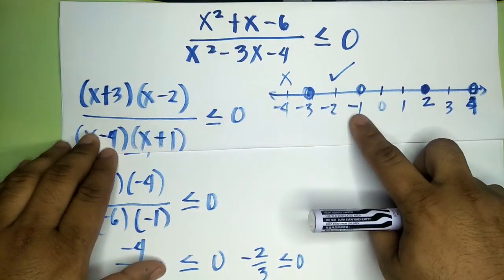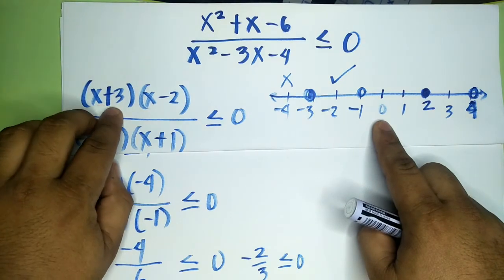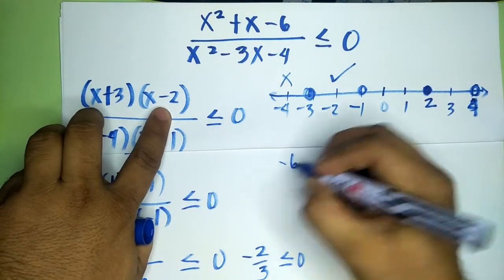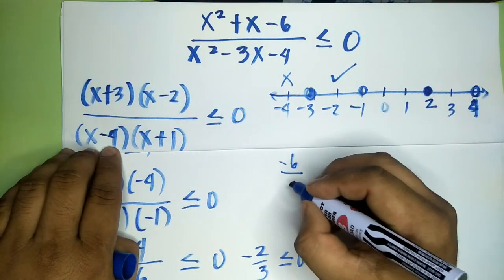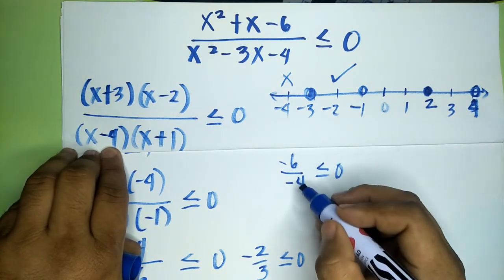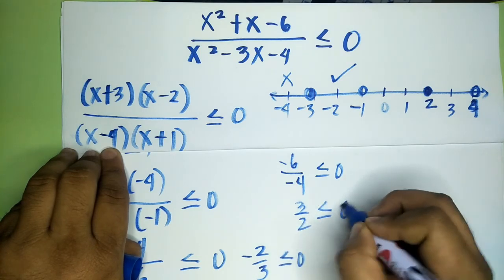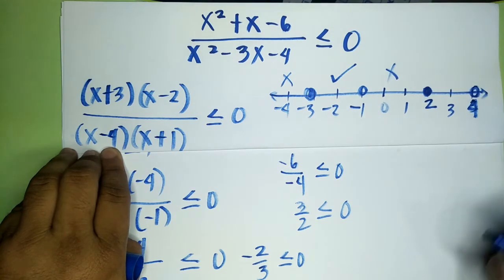How about pagitan ni negative 1 at 2? So sample natin 0. So 0 plus 3 is 3 times negative 2 is negative 6 over negative 4 times 1, that is negative 4. Less than or equal to 0. So negative divide negative, that is positive 3/2. And that is not equal to 0 or less than 0. So hindi kasali yung nasa pagitan nila.